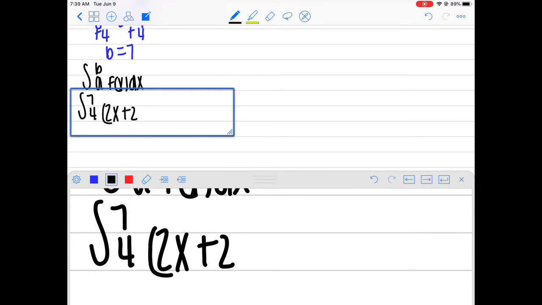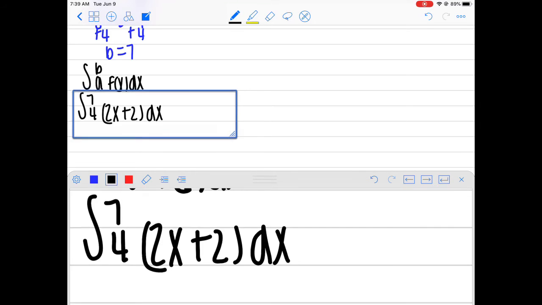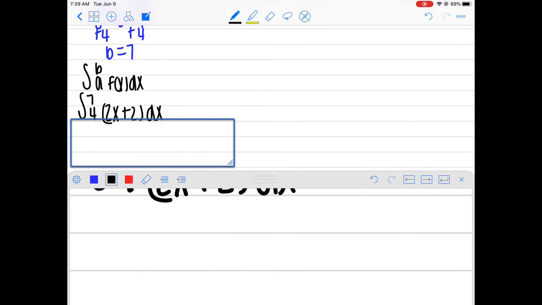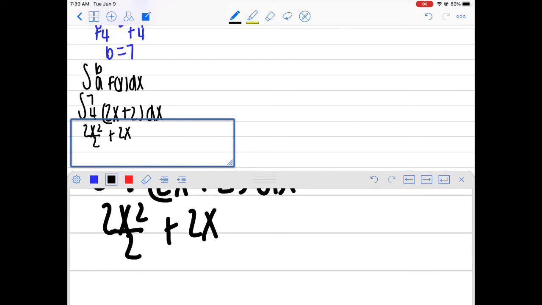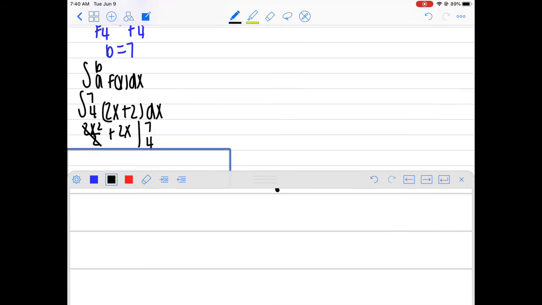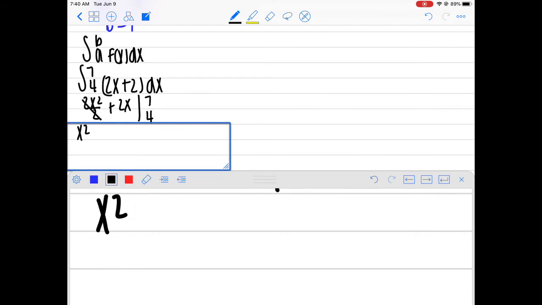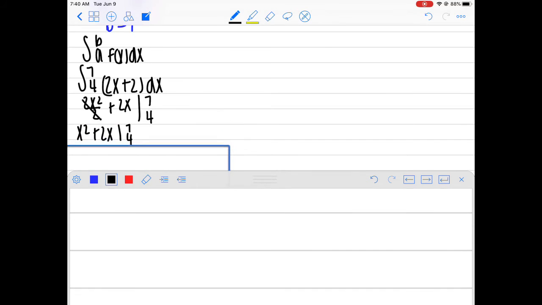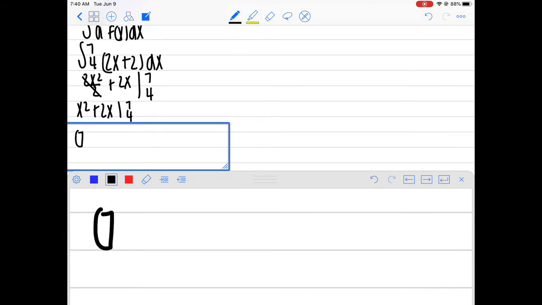And then we are going to be using the power rule and the constant rule again to take the antiderivative of the function, which will be 2x squared over 2 plus 2x at the bounds 7 and 4, and the 2's are going to cancel and leave us with x squared plus 2x at 7 and 4.